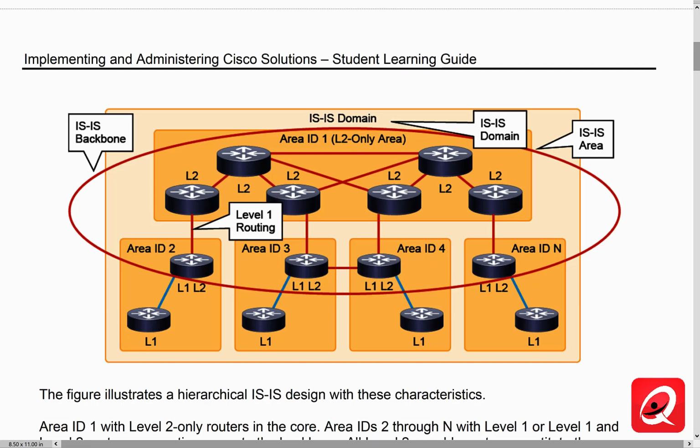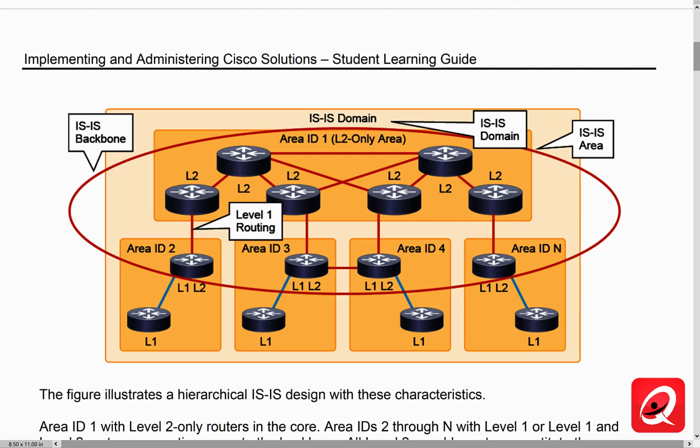Not really. The link state packets are formatted the same way. It's just a matter of whether or not it contains intra-area information or inter-area and intra-area information. So the level 2 connections are going to exchange more information because they're exchanging both intra and inter-area information. All right, so the traffic between area 3 and area 4 would have to go through that backbone.